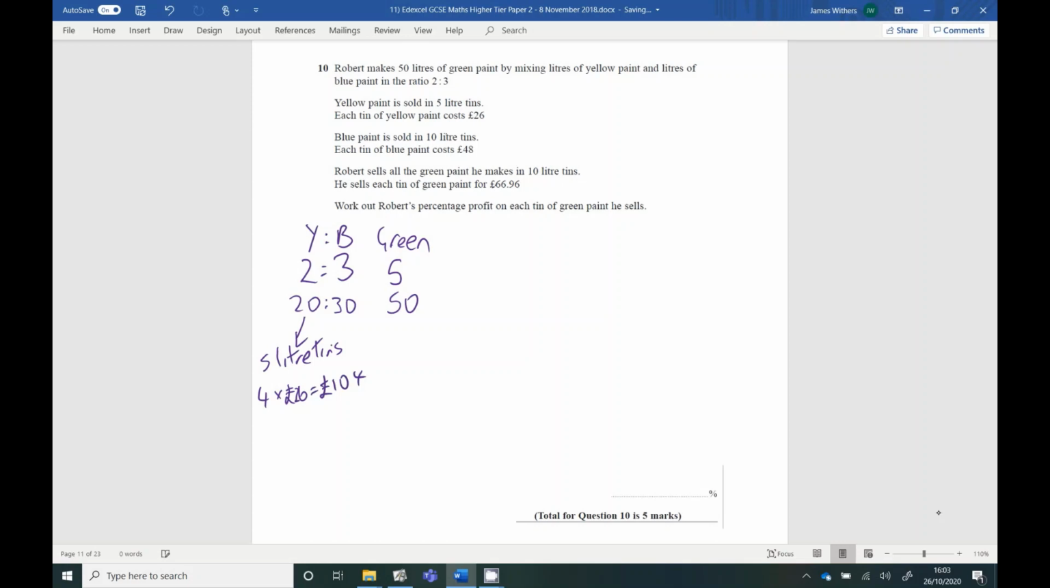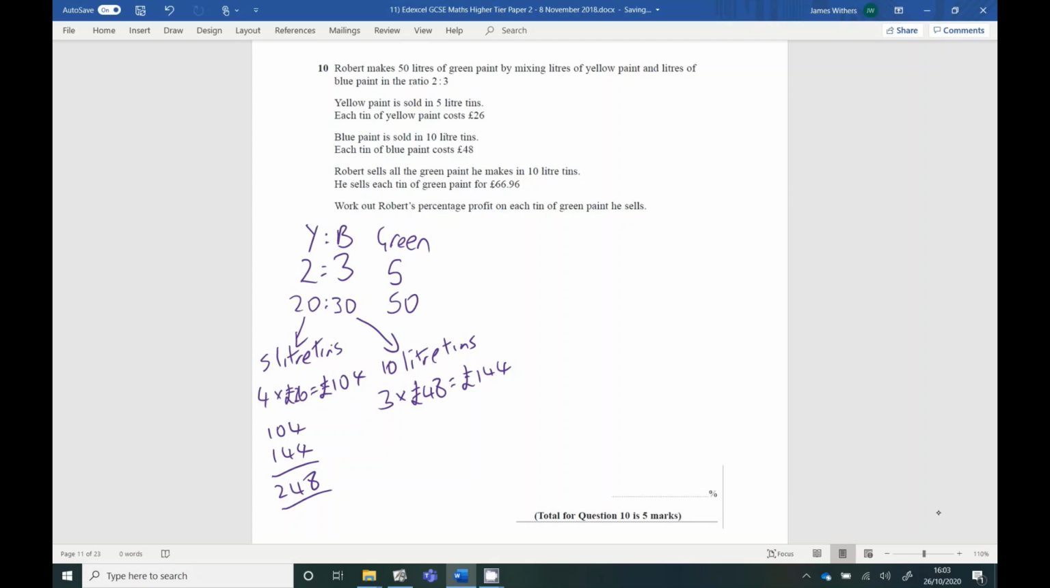Now the blue paint we buy in 10 litre tins. So clearly, as we need 30 litres, we're going to need to buy 3 tins. They cost £48 each. So the blue paint is going to cost us £144. So the total cost of the yellow paint and the blue paint is the 104, add the 144, which is £248. So that's how much it's going to cost us.